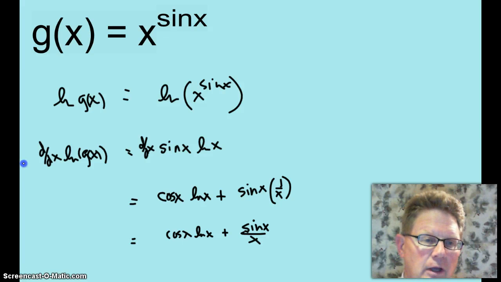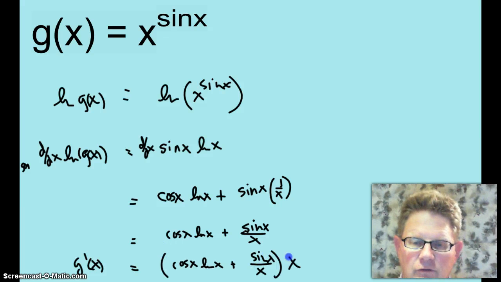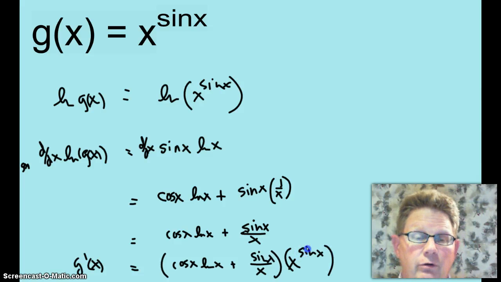Now we need to multiply both sides by g of x. So g prime of x will end up equaling cosine of x ln of x plus sine x over x. Multiply that whole thing by x to the sine x. And that would be the derivative of x to the sine x. Whew. This will conclude AP Calculus Lesson 10, Logarithmic Differentiation.